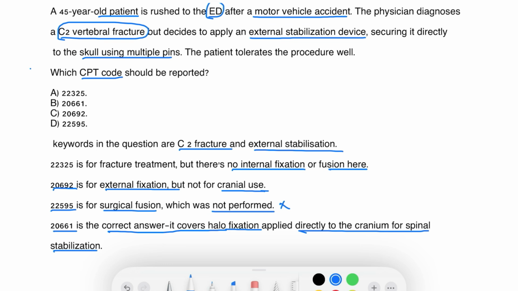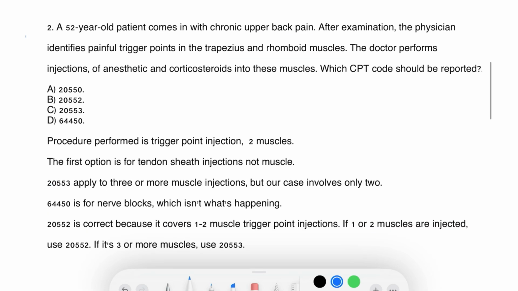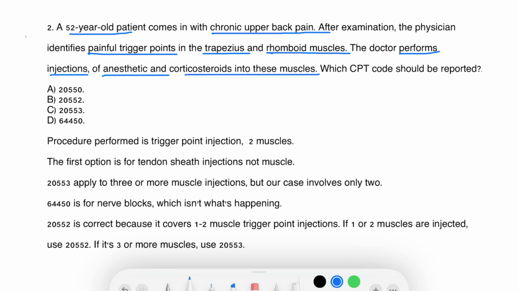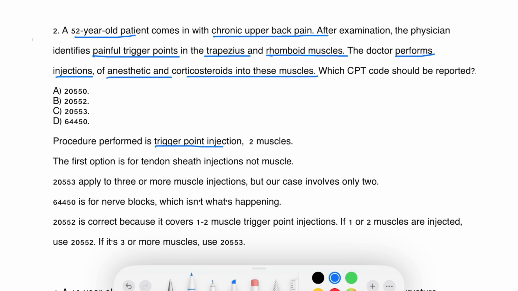Let's move to our second question, trigger point injections. A 52-year-old patient comes in with chronic upper back pain. After examination, the physician identifies painful trigger points in the trapezius and rhomboid muscles. The doctor performs injections of anesthetic and corticosteroids into these muscles. Options are A. 20,550, B. 20,552, C. 20,553, D. 64,450. Procedure performed as trigger point injection, 2 muscles.